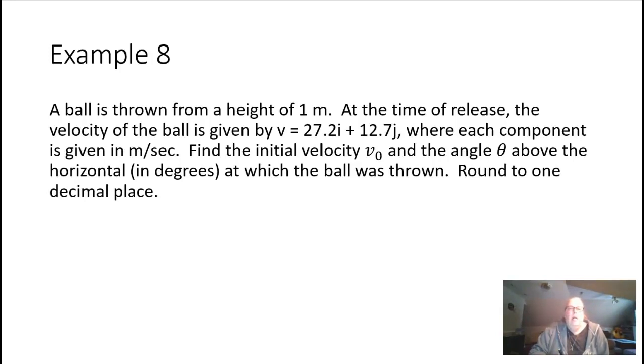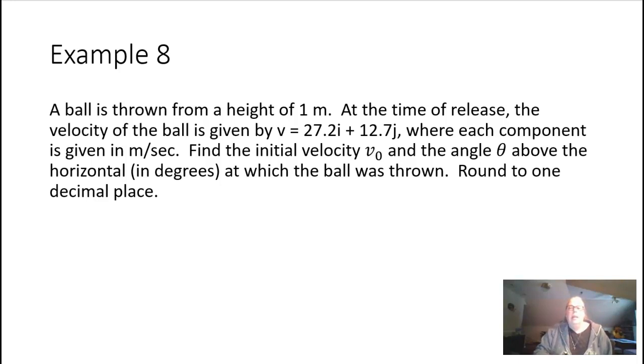Example 8. A ball is thrown from a height of 1 meter. At the time of release, the velocity of the ball is given by v = 27.2i + 12.7j, where each component is given in meters per second. Find the initial velocity v0 and the angle theta above the horizontal in degrees at which the ball was thrown. Round to 1 decimal place.